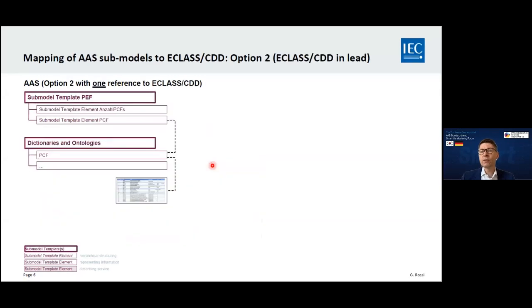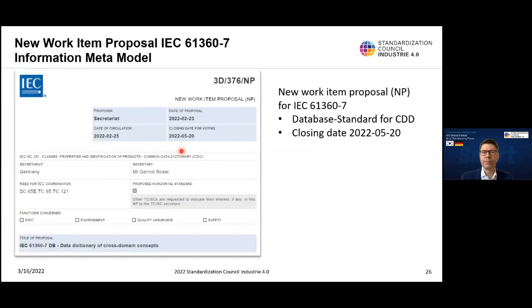The second one is also to encode the submodel template directly within the semantic dictionaries of E-class or IEC CDD. And here you have the submodel template, just the basic information, and then you have a reference to the dictionary where you have the class with all the information in. And both ways are possible, but to implement these two approaches, some preparation work is required.